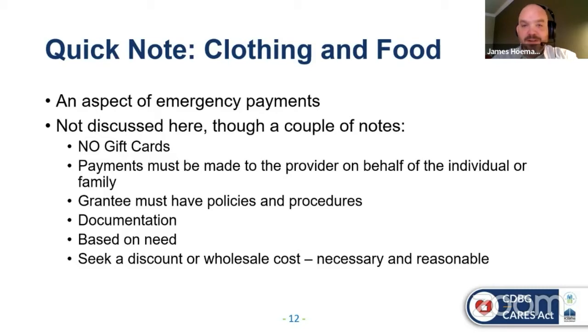We need documentation. And having said that, we want to make sure that your policies and procedures outline what you're willing to do in terms of documentation, how you're going to document and determine what need is, as well as those necessary and reasonable costs, which is where we usually advise grantees to seek some kind of a discount or a wholesale type cost, in particular when it comes to food. You can do that by having an agreement with a grocery store or a supplier, and the individual or family is able to get food, and then you reimburse the provider themselves once they turn in the receipts and documentation for that individual or family.